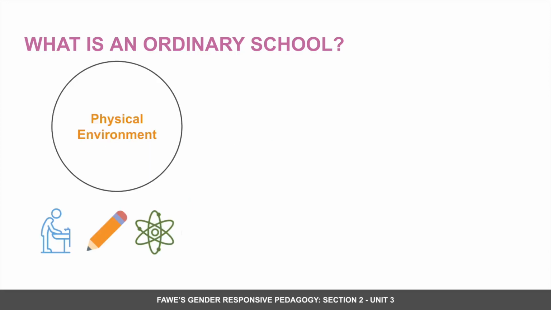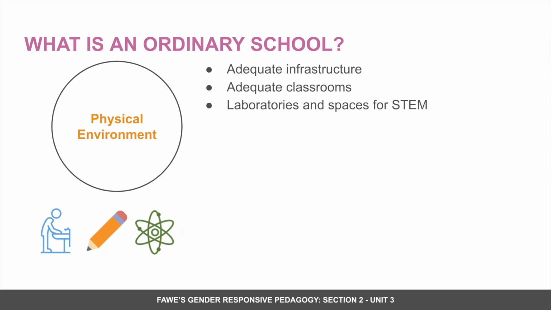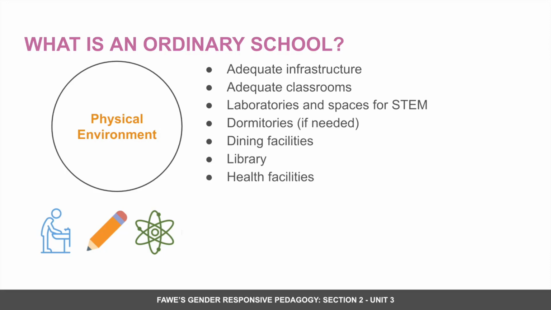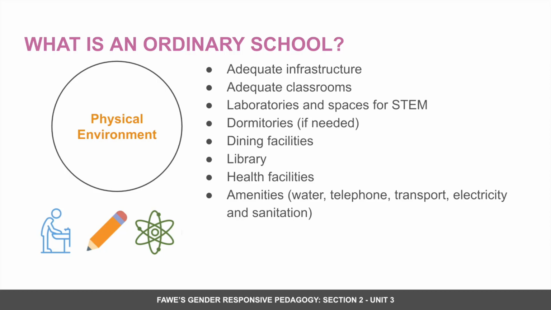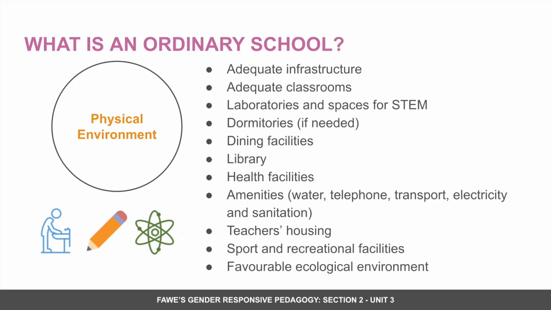The characteristics of the physical environment are adequate infrastructure, adequate classrooms, laboratories and spaces for STEM, dormitories if needed, dining facilities, library, health facilities, amenities such as water, telephone, transport, electricity and sanitation, teachers' housing, sports and recreational facilities, favorable ecological environment.